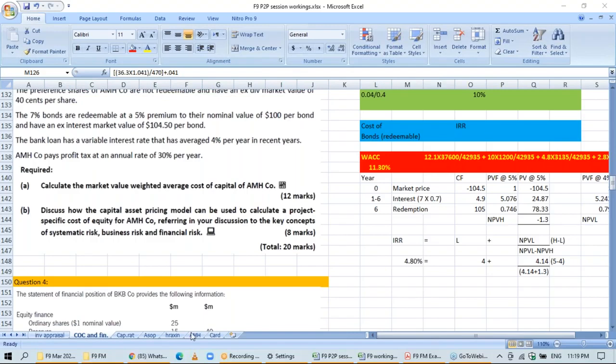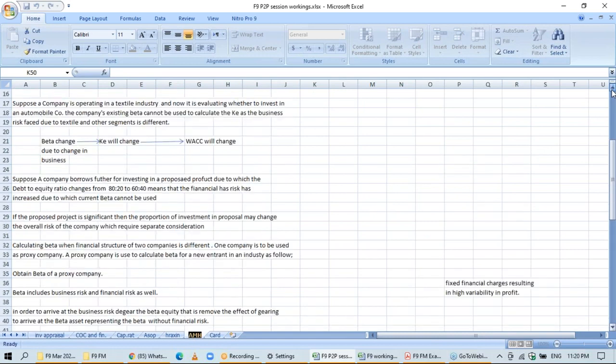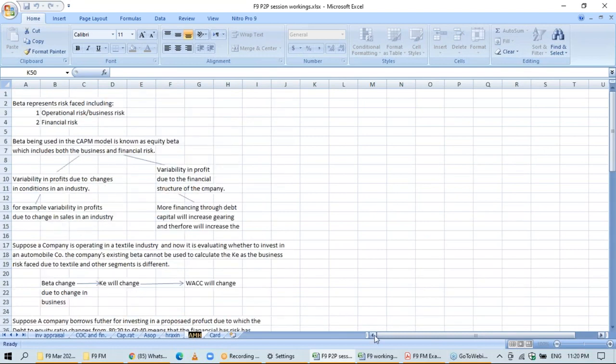Let me share the discussion with you. Okay students, I will be shading the area one by one when I discuss the points.